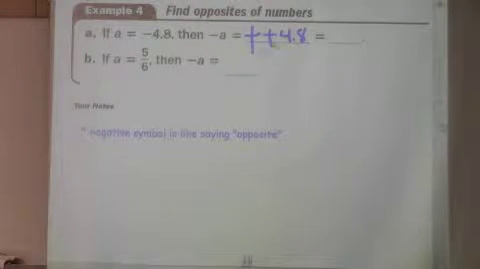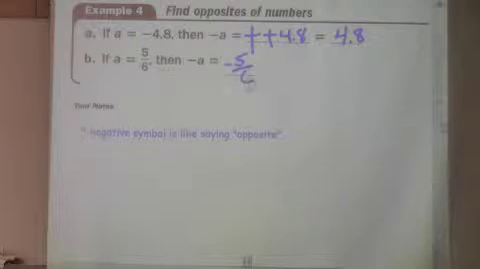Okay, we chopped two negatives, so the opposite of negative 4.8 is positive 4.8. How about if A is 5/6, what's negative A? What's the opposite of 5/6? Negative 5/6, good. Okay, very good.